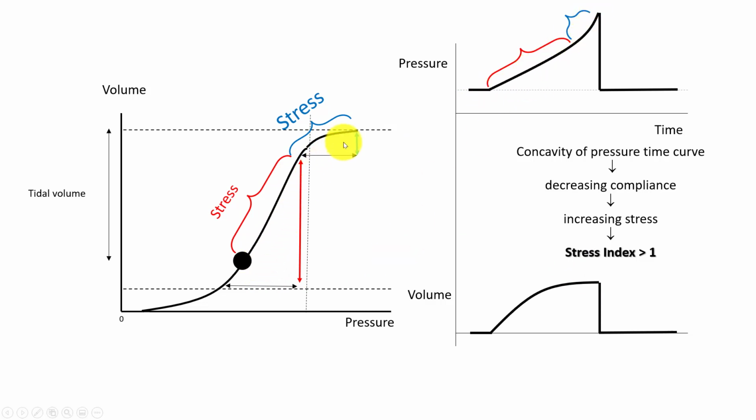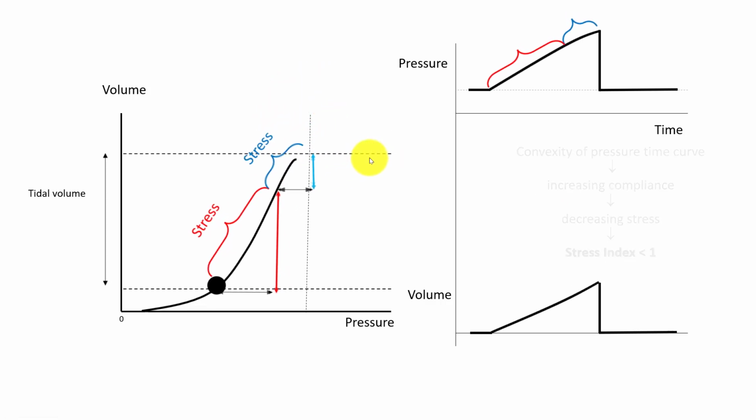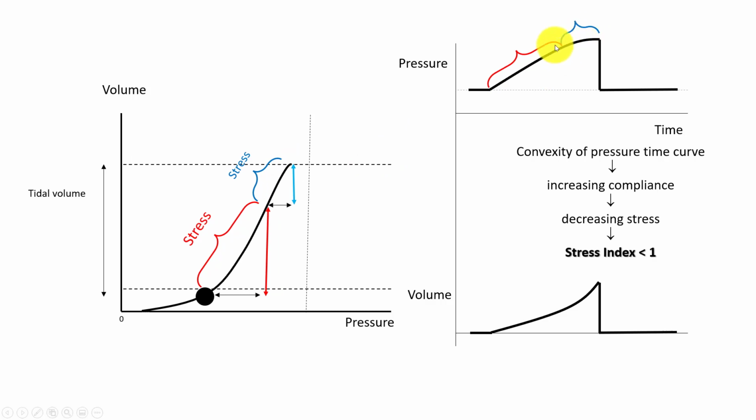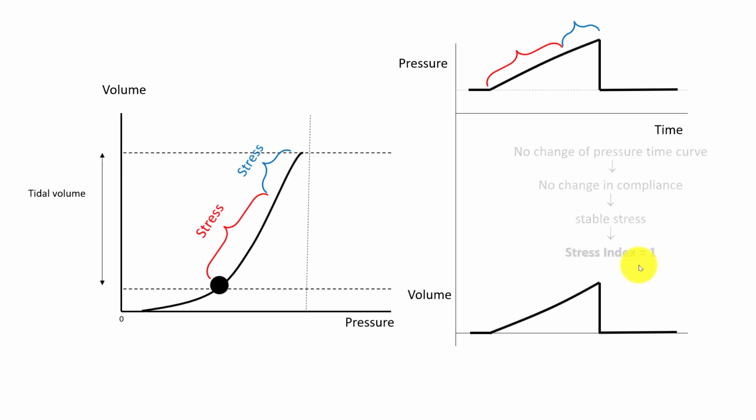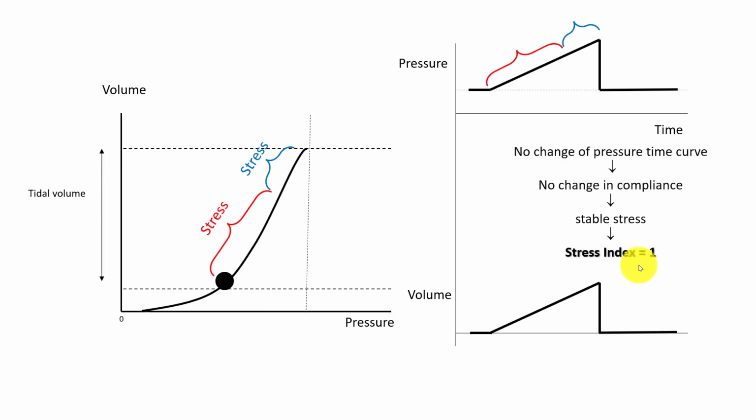So in this case, when there's a concavity of the pressure time curve, this shows that there is a decreasing compliance. That means there is increasing stress, and stress index is more than 1. If there's a convexity of the pressure time curve, that means your compliance is increasing, and that means your stress is decreasing as you give the volume, and the stress index is less than 1. And if it is a straight line, well, there's no change in compliance and there's no change in stress. You're possibly in the perfect zone.